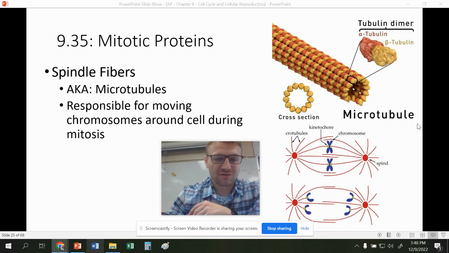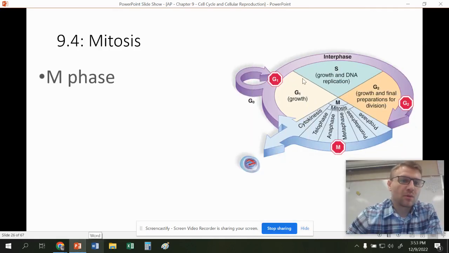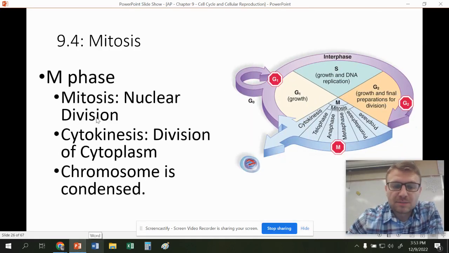Okay, this is 9.35. All right, chapter 9.4 is going to look at M phase. And specifically within M phase, we have 2 parts. We have mitosis and cytokinesis. Mitosis is when the nucleus divides. This is when the DNA is going to divide. Cytokinesis is when the cytoplasm is going to divide.